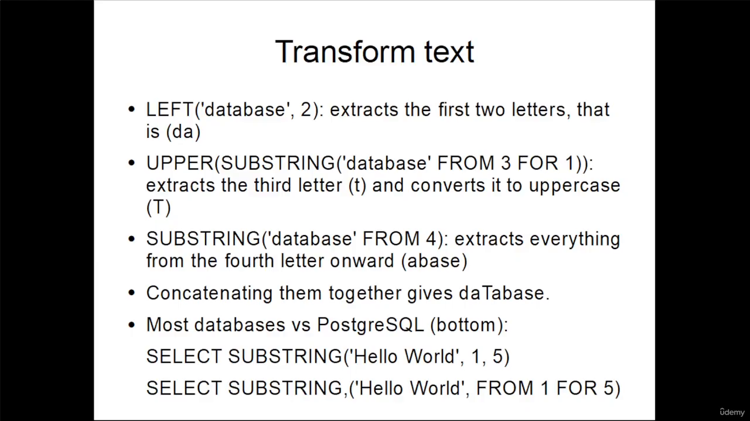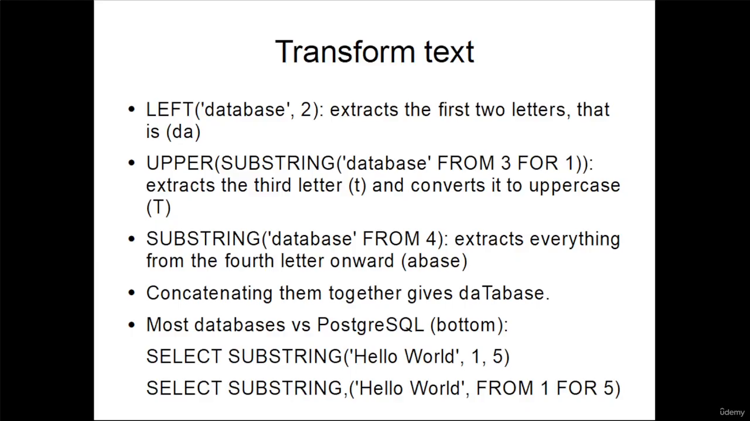We start with left('database', 2), this extracts the first two characters from the word database, that is, da. Next we have upper(substring('database' from 3 for 1)), this extracts the third character, t, and converts it to uppercase, a big T. Then we have substring('database' from 4), this extracts everything from the fourth character onward, that will be abase. Finally, the double pipe concatenates them together to daTabase. All lowercase letters but a capital T. And again, this is for Postgres.